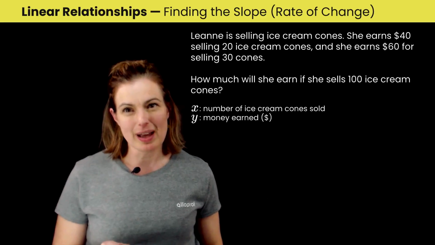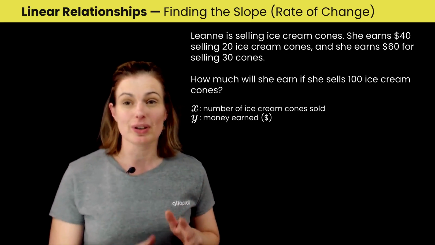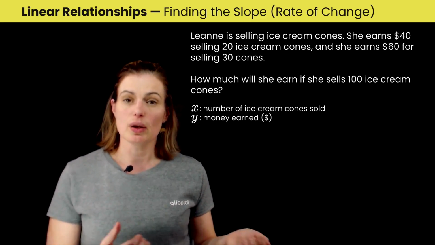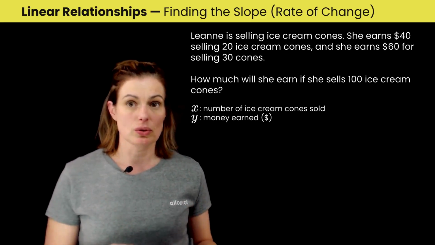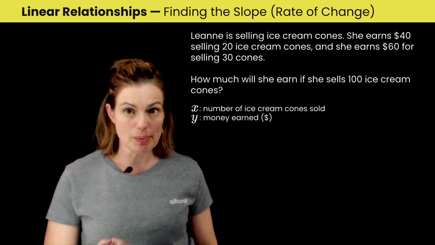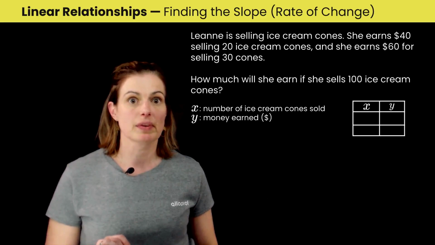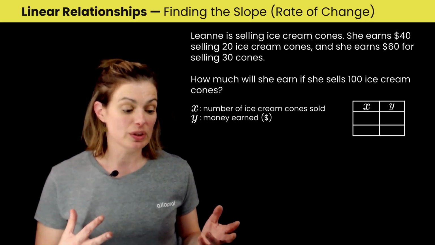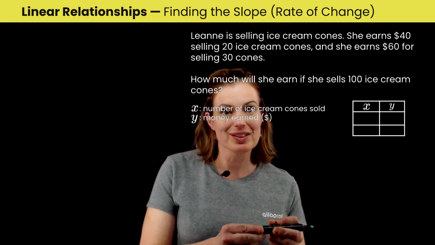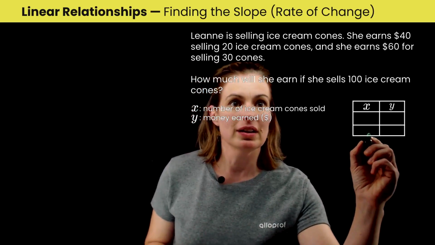Well, let's apply the same strategy as before, or let's break it down a bit. We have x as the number of ice cream cones sold, and y as the money earned. So in other words, our independent variable is the number of ice cream cones, and our dependent variable is the money earned. And if we put that into a table of values, then we can generate a set of ordered pairs that we can graph. So let's see what that looks like.